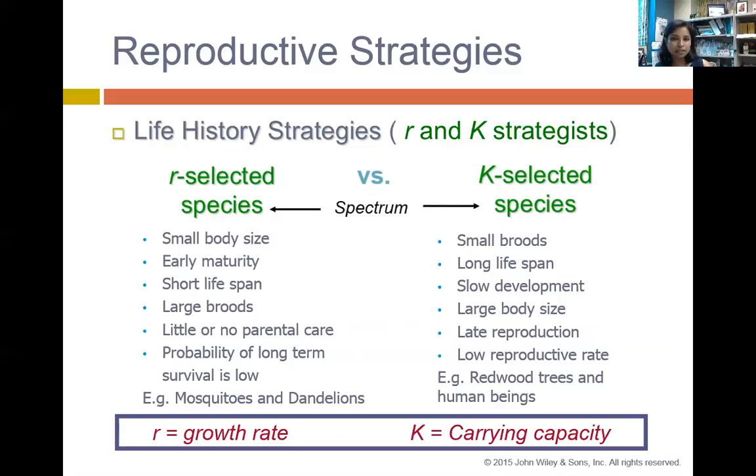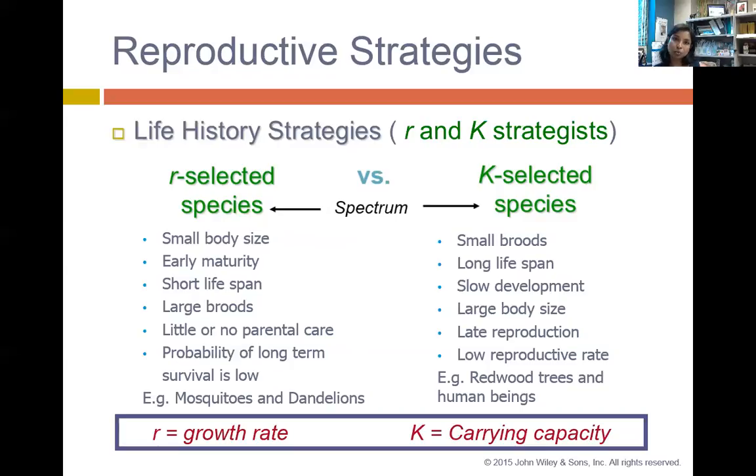But understanding these extremes allows us to understand how a population that grows at a really fast rate, the organisms tend to have small body size, early maturity, very short lifespan, large broods, little or no parental care, like mosquitoes, dandelions, right? Probability of long-term survival is pretty low, but these organisms do tend to have pretty high growth rates.